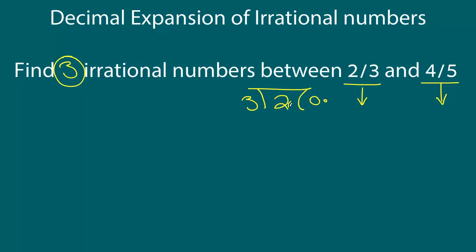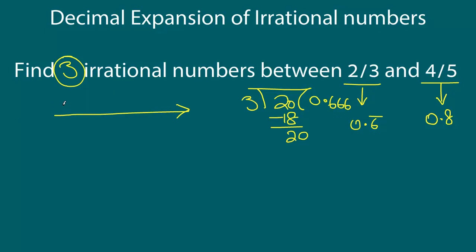So 0.6, this will be 18. We will get 2 again. So this will be 6, 6, 6, 6, 6, right? And so this number is simply 0.6 bar, right? And this number we have seen, it is 0.8. So if we were to draw our imaginary number line, it will look like this.